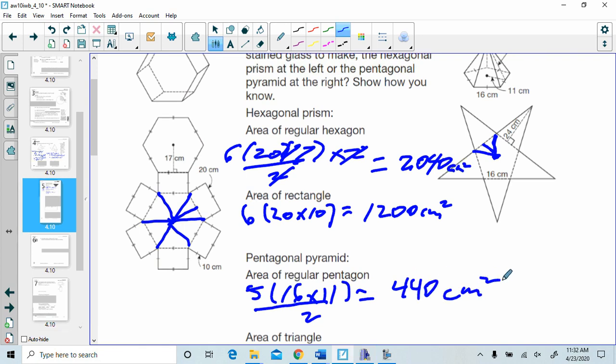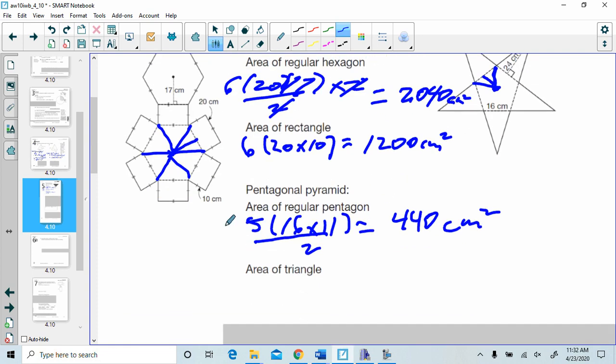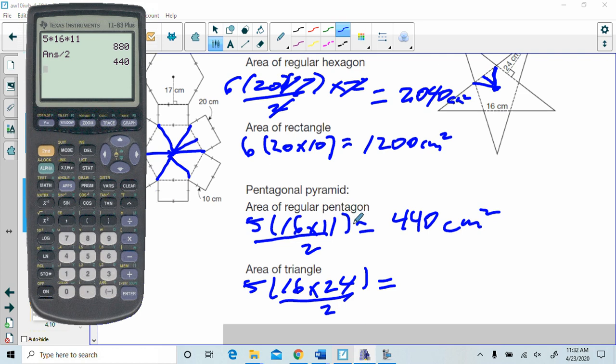squared. And then when we go and look at the area of the triangles, we can see that there's 5 triangles. Again, we have a base of 16, but this time the height's 24. Okay, so let's just go and do that. So 5 triangles. So 5 times the area of the base. So 16 times 24, all divided by 2 equals, and again, crunch those. So we can see that 5 by 16 by 24 gives us that value divided by 2 is 960.